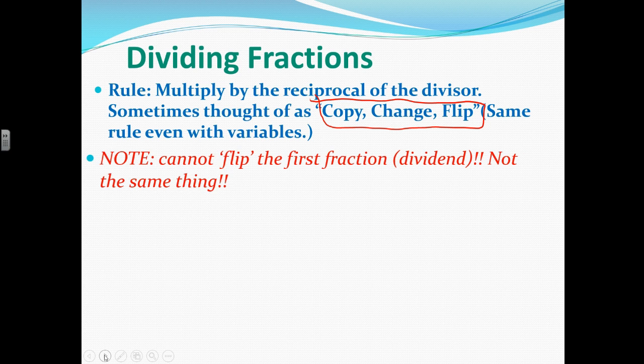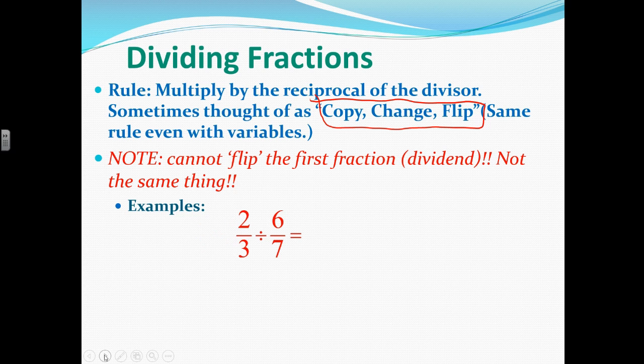This same rule is going to apply if we throw some variables in there. So let's take a look at copy, change, flip, right? So what copy, change, flip is, I copy the first fraction. I change the operation to multiply, and I flip the second fraction called the divisor to its reciprocal. If it's 6/7, it becomes 7/6. If it's 5/9, it becomes 9/5. If it's 4, it becomes 1/4.